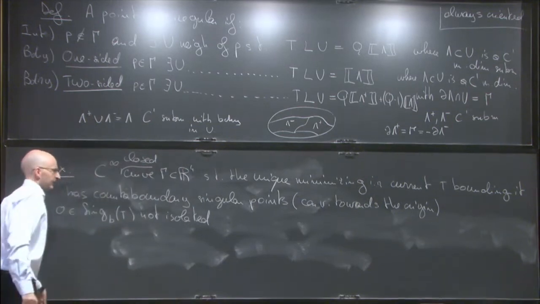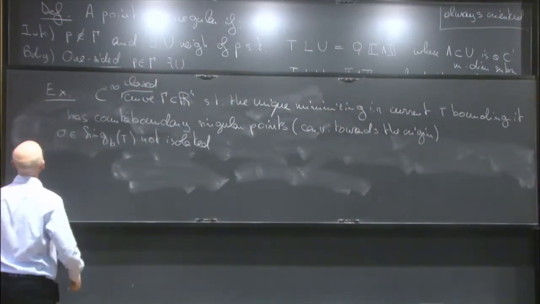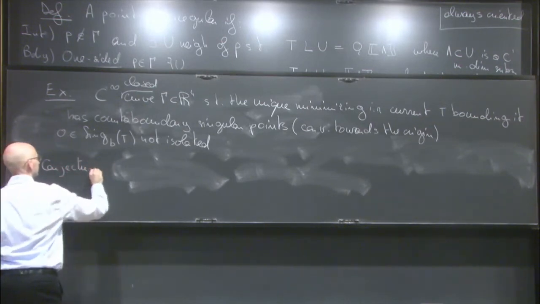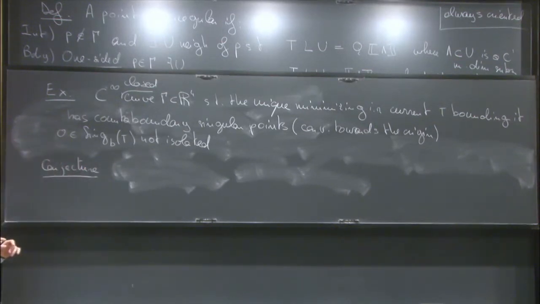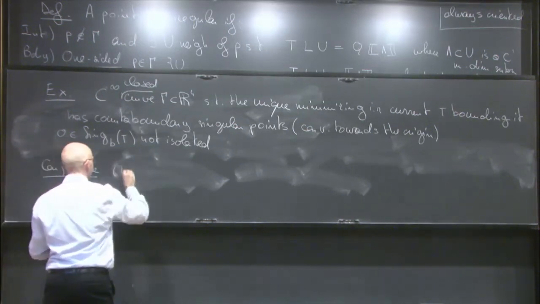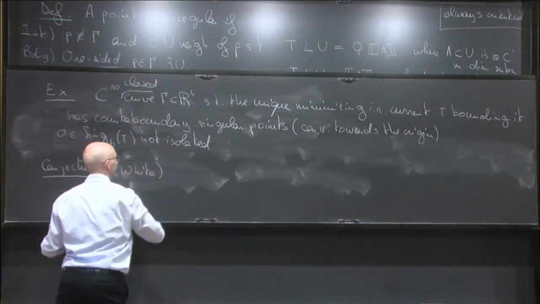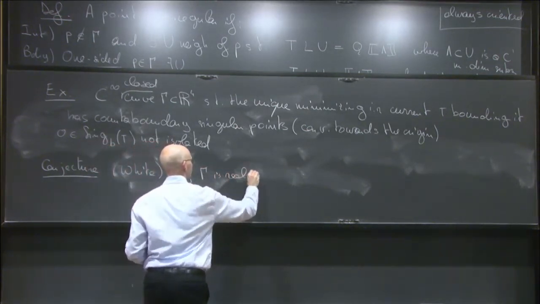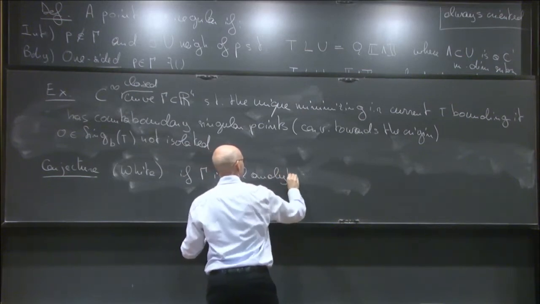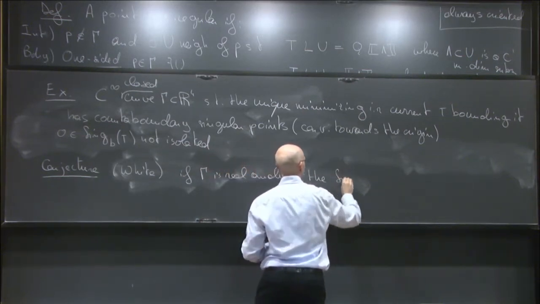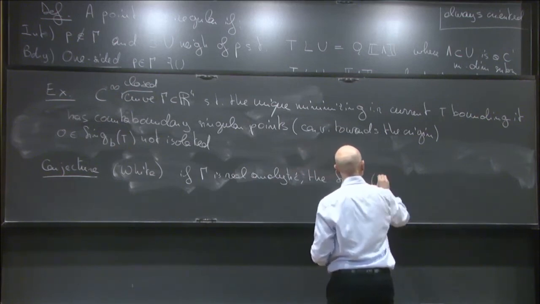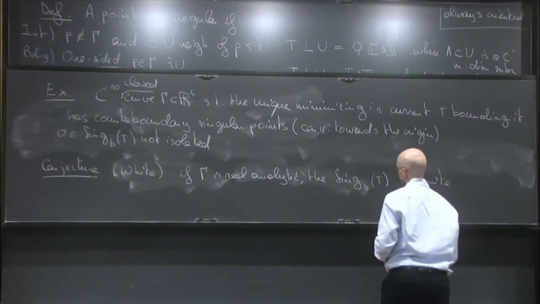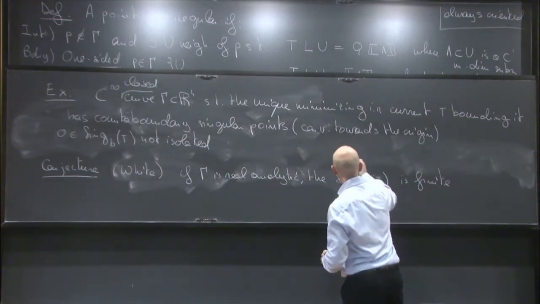So before I actually go on, let me tell you that there is a conjecture by White. The conjecture was made before we had the example. But there is a conjecture by White which says that if gamma is real analytic, then the set of singular points is finite, even at the boundary. And actually, the union of the two, right?